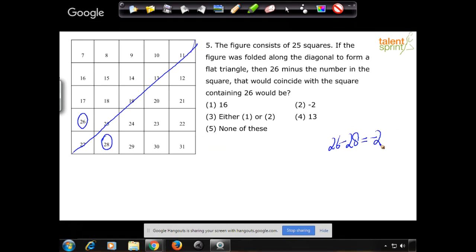If you remember, initially we had done 26 minus 10 and we had got 16, because at that time 7 to 31 was the diagonal that we were referring to, and there was number 10. So if you notice from our options, option number 3, because they say either 1 or 2, depending on the diagonal along which this paper is folded.